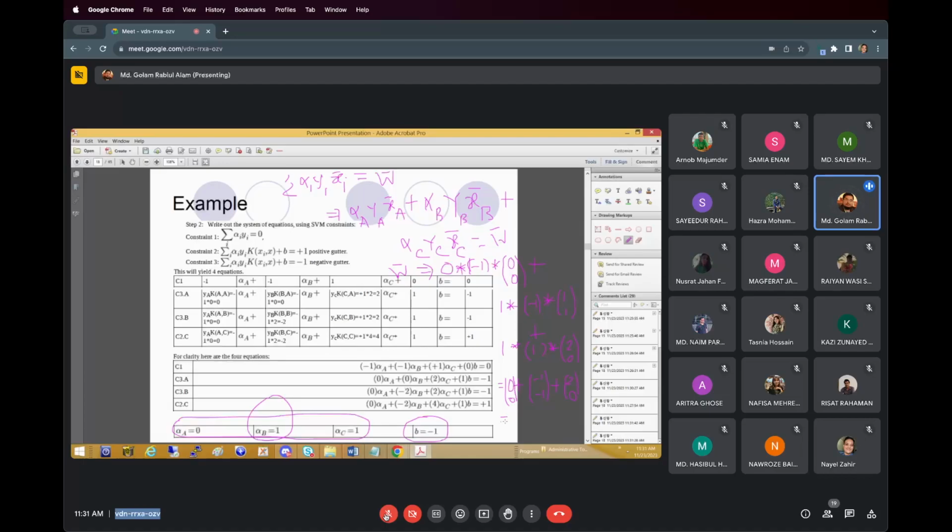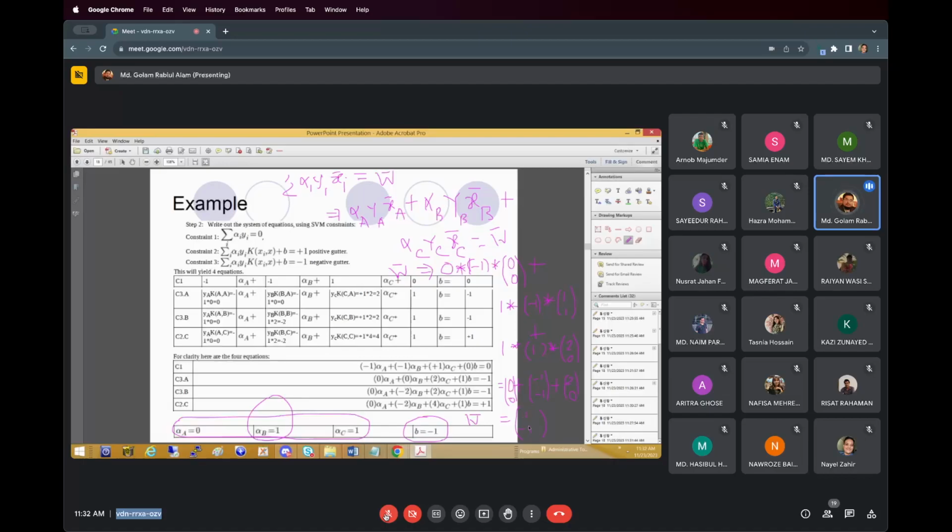Now if we add these three vectors, there is a 0, -1 and 2. By adding these three vectors, we will get -1 + 2, that means 1, and 0 - 1 + 0, that means -1. So we get 1 and -1. This will be our w. W is 1 and -1.